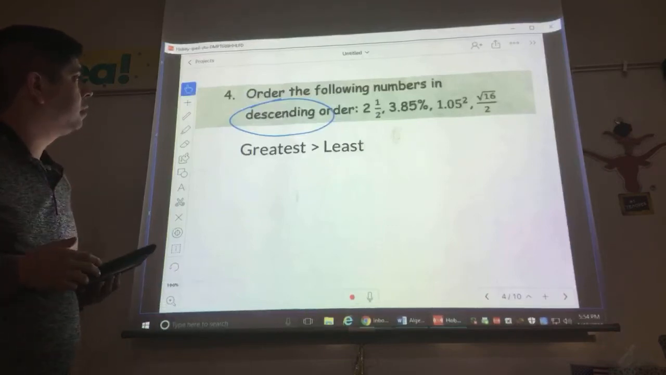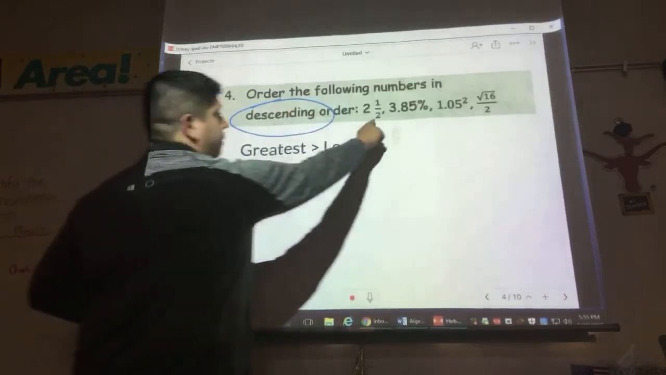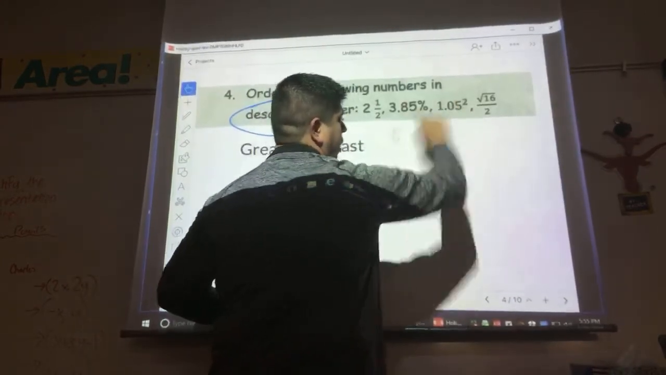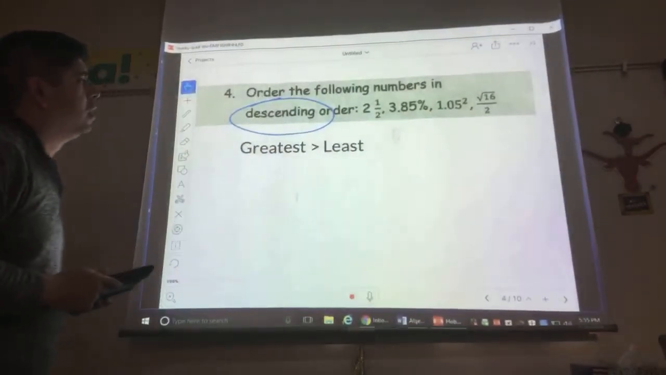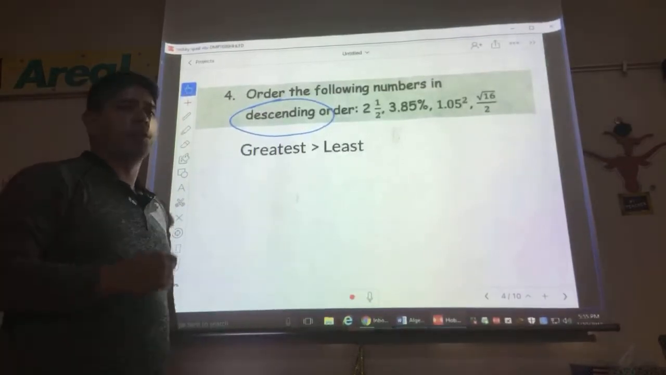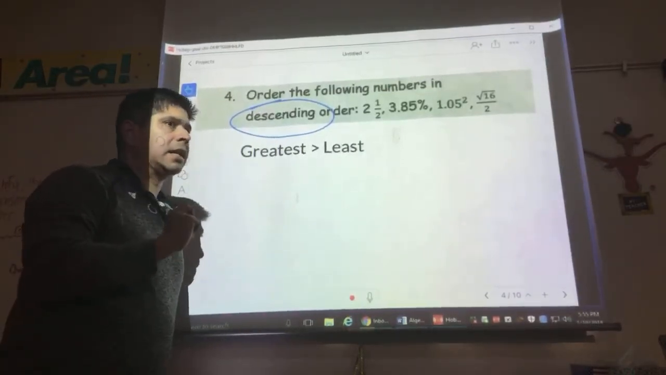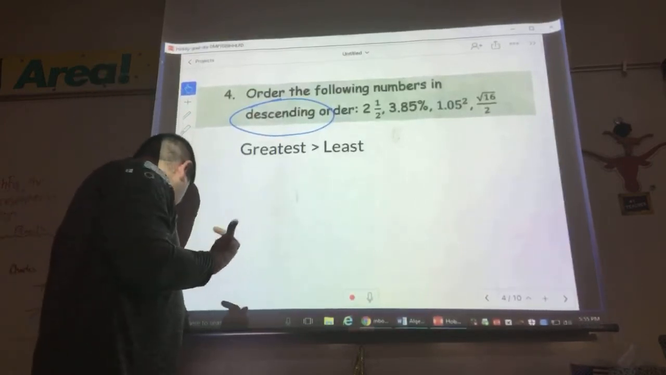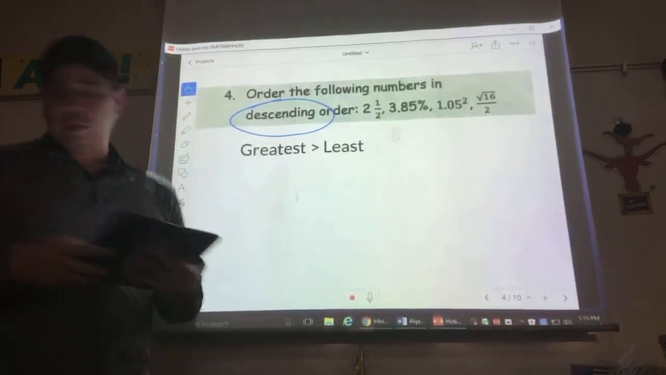Greatest to least. All right, so we've got 2 1/2, 3.85%, 1.05 squared, and then the square root of 16 over 2. Again, if you need to do this one in the morning or right when class starts, because we have the calculators here, then come in the morning before school starts. All right, that's number 4.